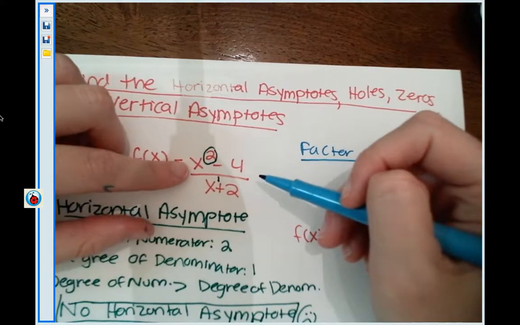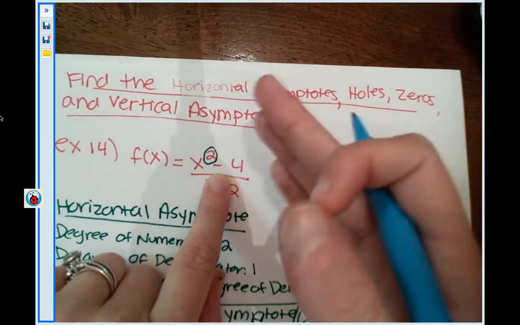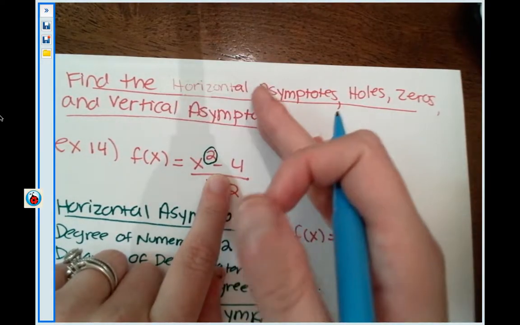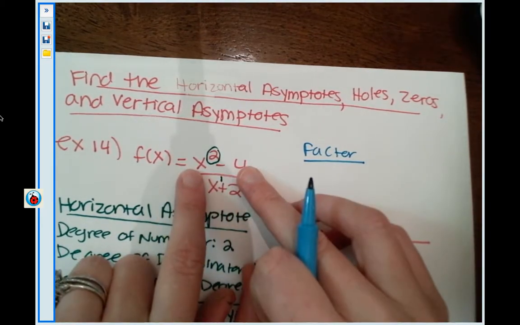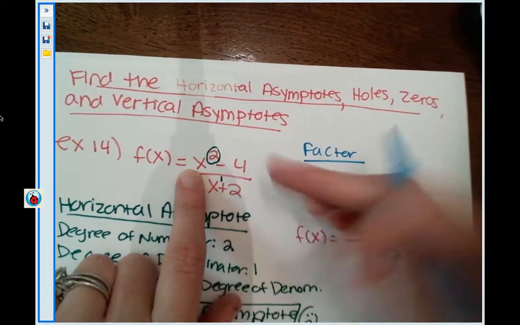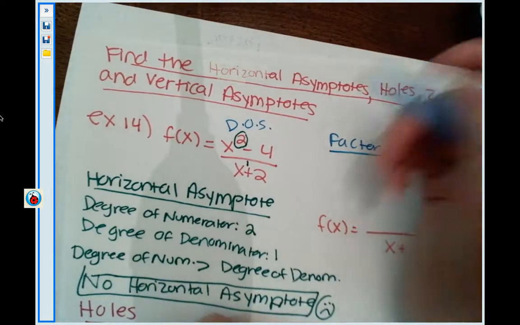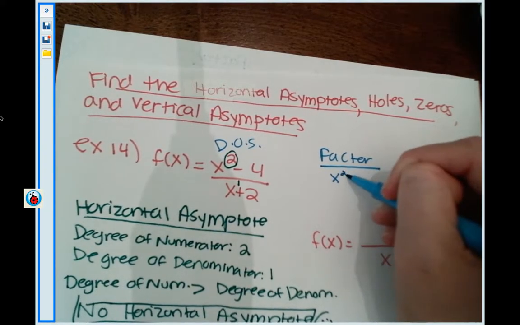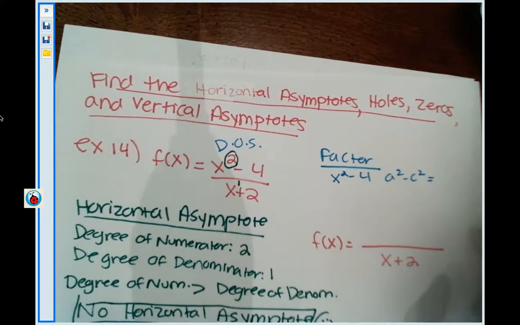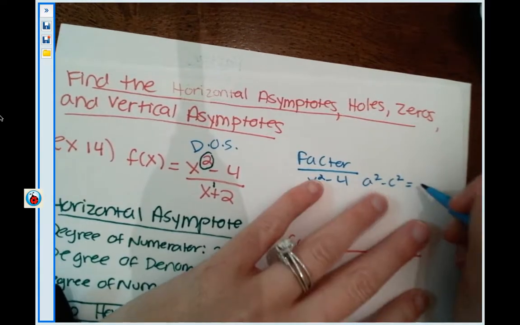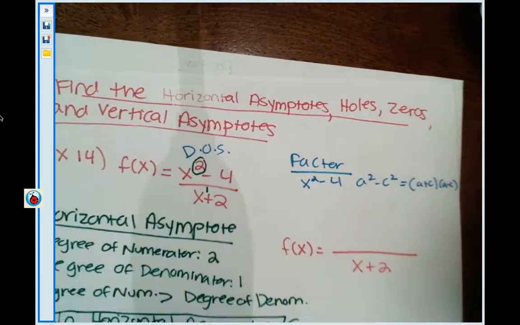Alright, now the numerator, we have 2 terms and we're subtracting. So the only factoring techniques that we can use are difference of squares and difference of cubes. But a difference of cubes won't work because I can't cube root x squared and I can't cube root 4. So this is going to be a difference of squares, which I'm going to abbreviate. Okay, so we're going to factor our x squared minus 4. A difference of squares says if you have 2 perfect squares subtracting, once you find the a and the c, you add them and subtract them. And then you're done. Okay?